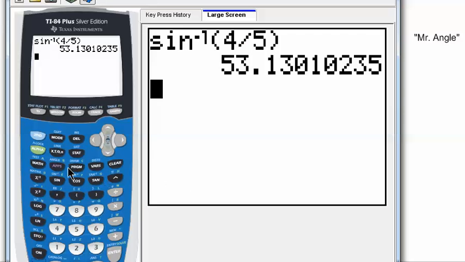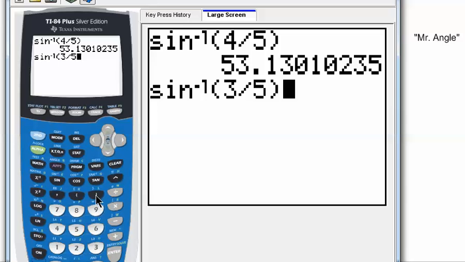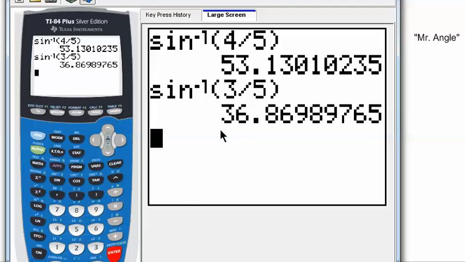Second sine key, that's inverse sine, 3/5, and we get 36.87 degrees, rounding up.